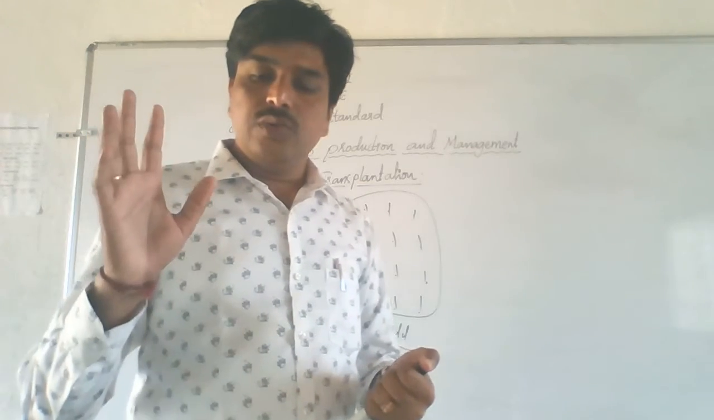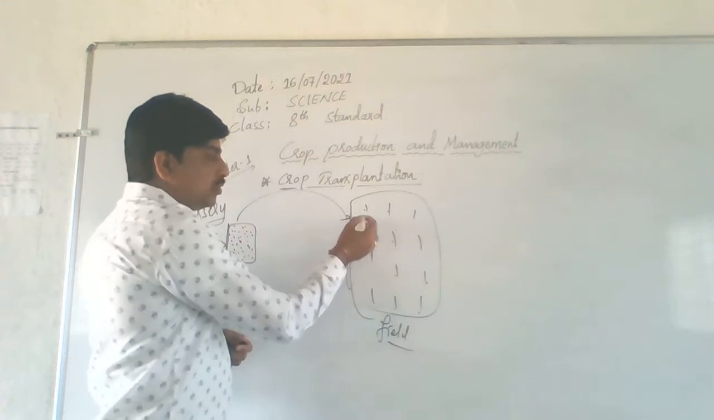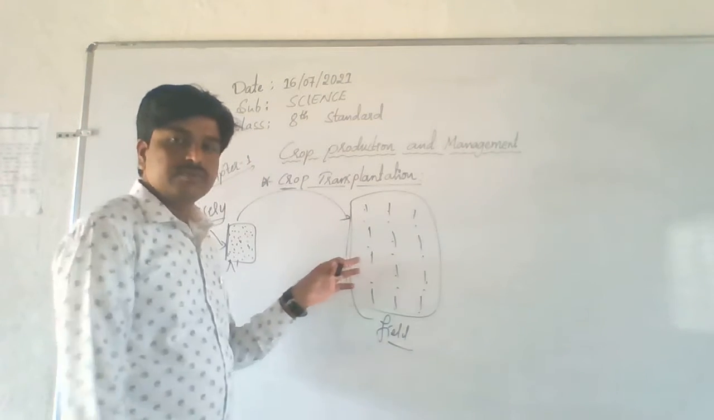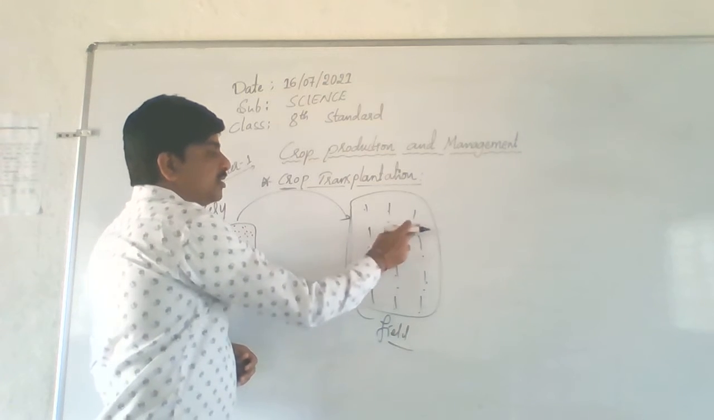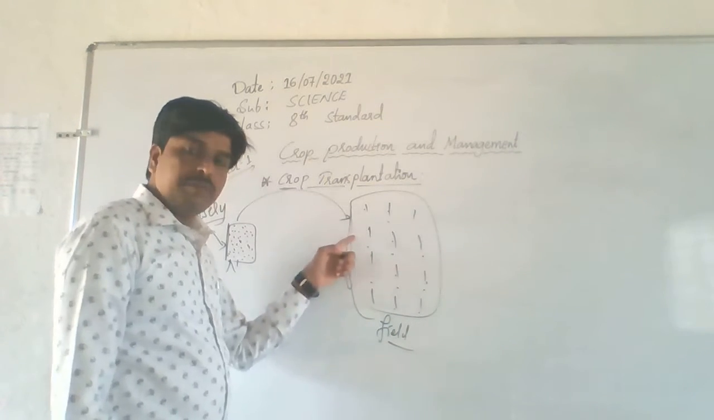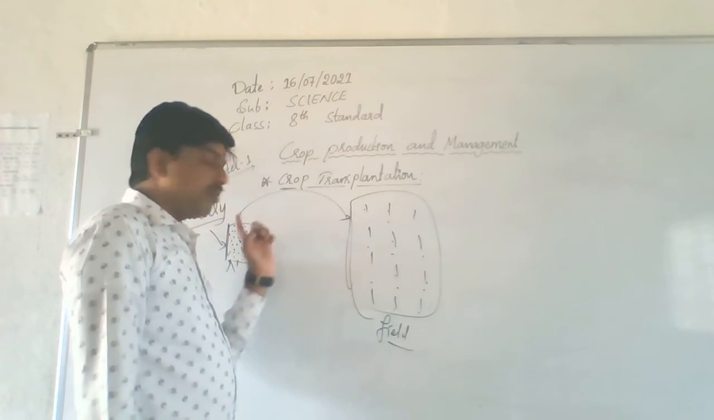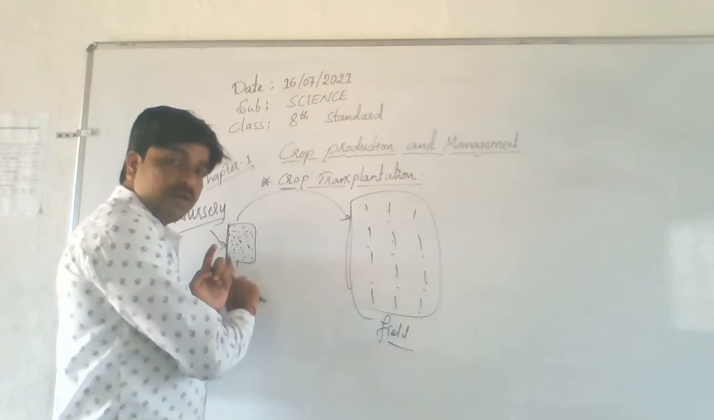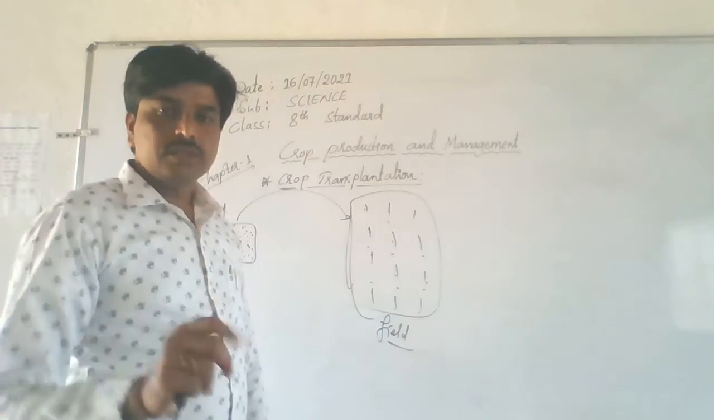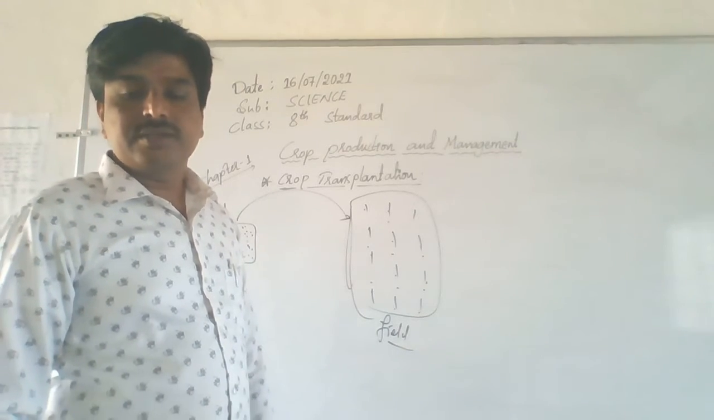It is easy to keep proper spacing between the plants. It is easy to maintain proper spacing between plants. Here proper space is there between each plant. It is very easy to keep proper spacing between each plant when you transfer the seedlings from the nursery directly to your main field. Second advantage, third advantage is that crop yield increases.